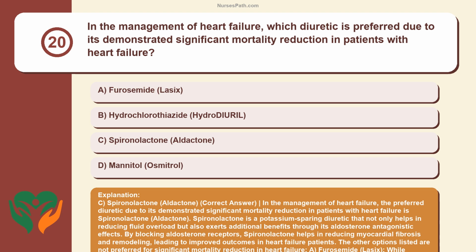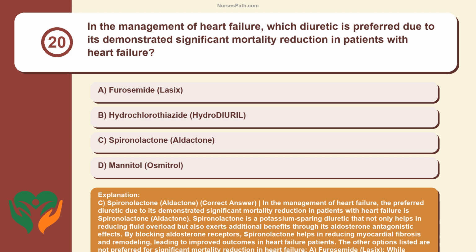The other options listed are not preferred for significant mortality reduction in heart failure. A. Furosemide, Lasix. While furosemide is commonly used to manage fluid overload in heart failure, it does not offer the same mortality benefits as spironolactone. B. Hydrochlorothiazide, Hydrodiuril. Hydrochlorothiazide is a thiazide diuretic that is not typically used for the management of heart failure.